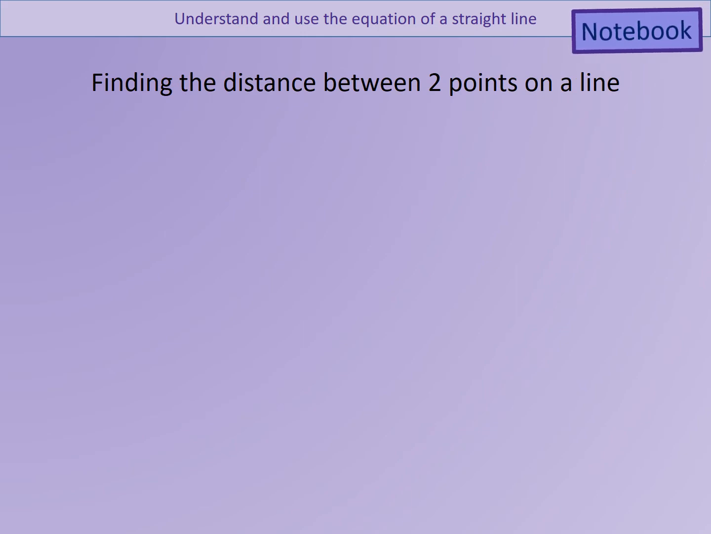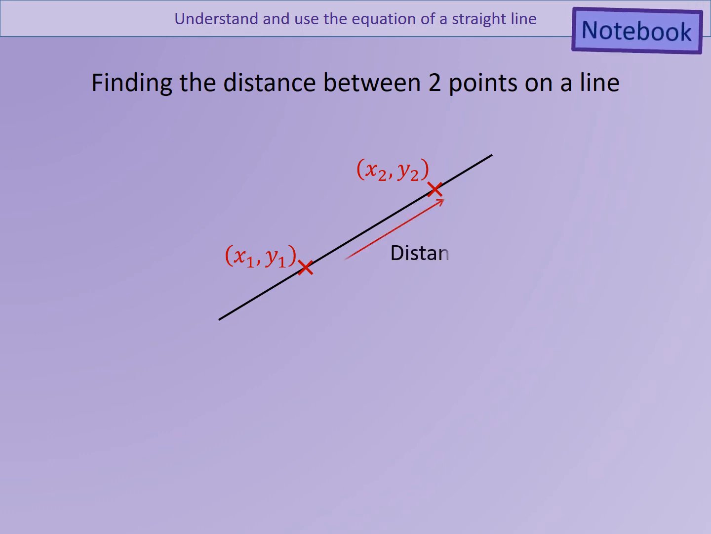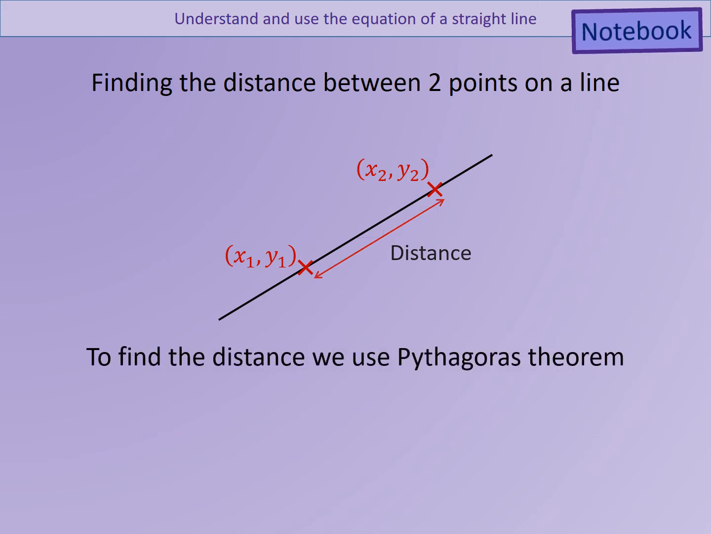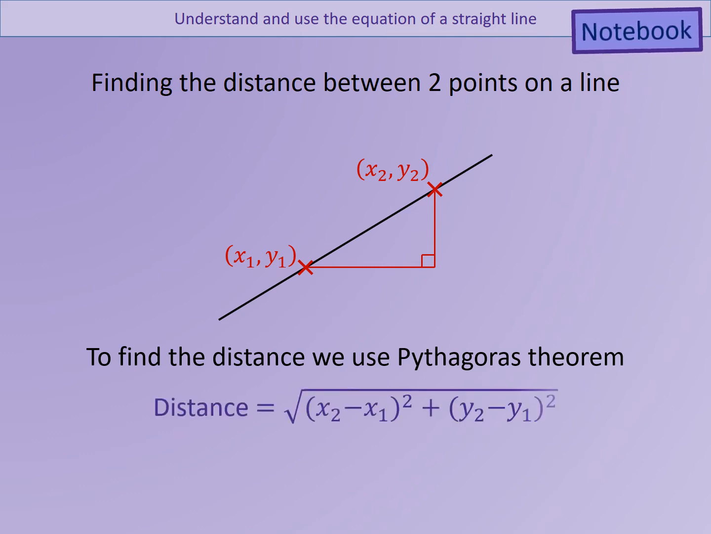Okay, good, and now it's time to find the distance between 2 points on a line. So in the previous slide we were finding the midpoint, this time we're finding the distance. So here's my straight line, here are my 2 coordinates. How can I work out the distance between those 2 coordinates? Well, I can use Pythagoras theorem. So here is my right angle triangle linking the 2 coordinates together.